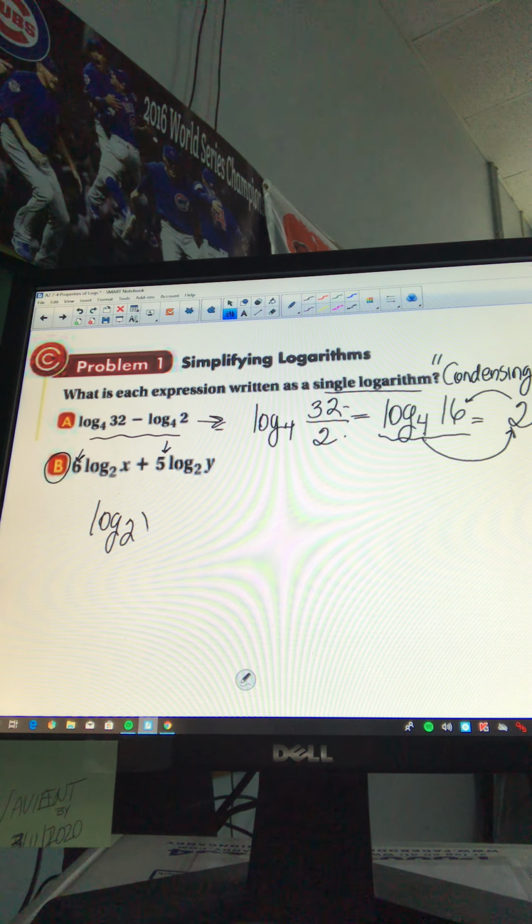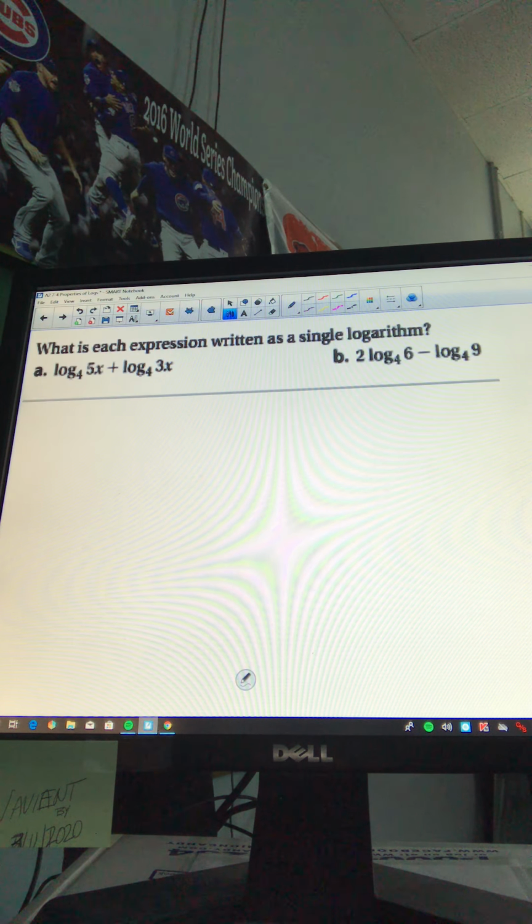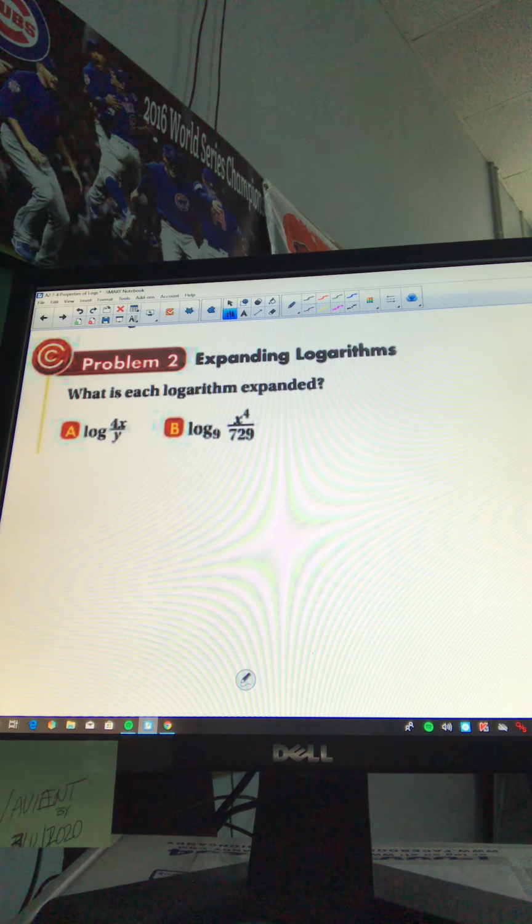Log base 2, x to the 6th, and plus, so that means subtract, y to the 5th. And there we've condensed it down into a single logarithm. Okay, there's some more examples.